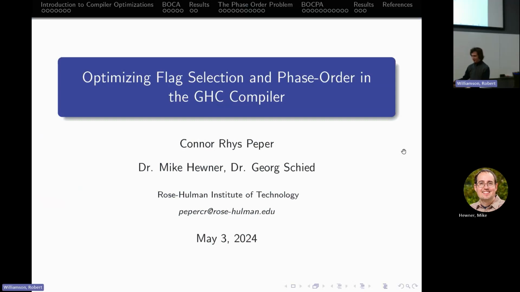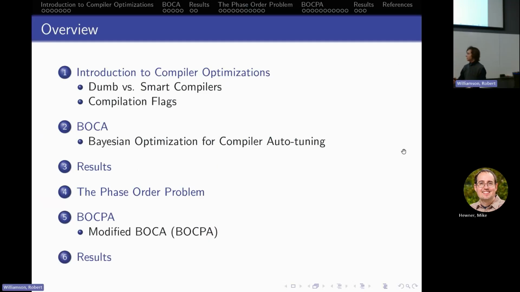All right. Hello, everyone, and welcome, esteemed members of the department and other departments, to my talk about optimizing flag selection and phase order in the Glasgow Haskell compiler. My advisors are Dr. Mike Huner and also Dr. Georg Schied. This is just a little bit of an overview of the things we'll be talking about in today's presentation.